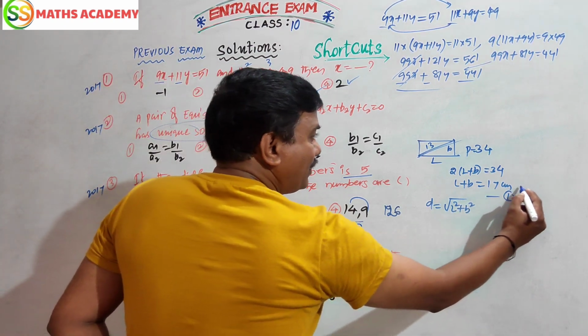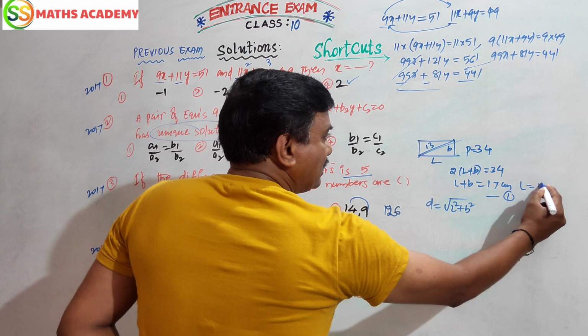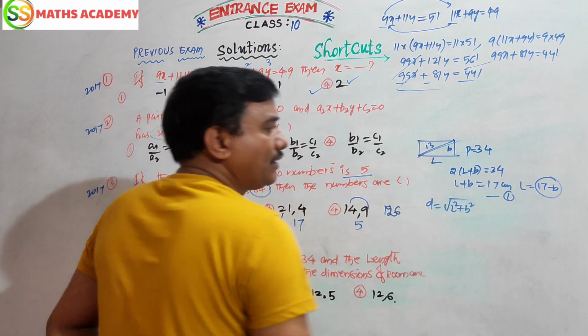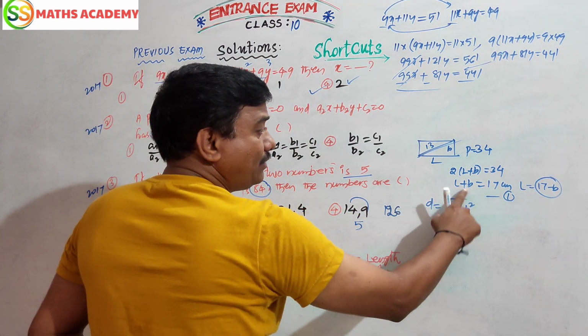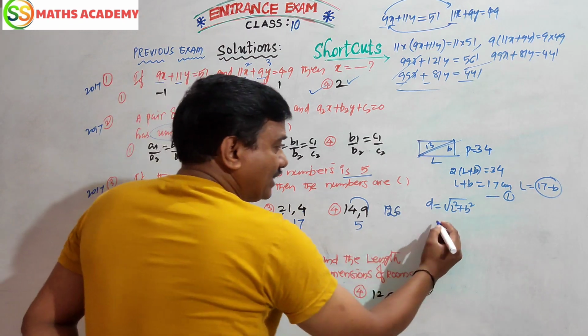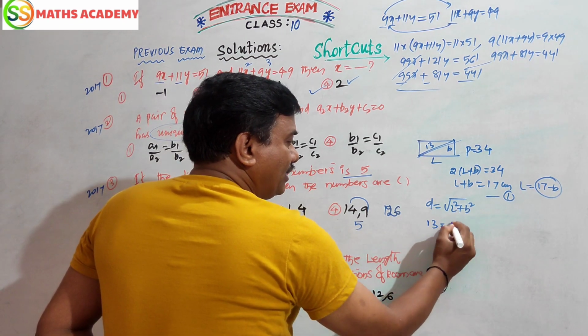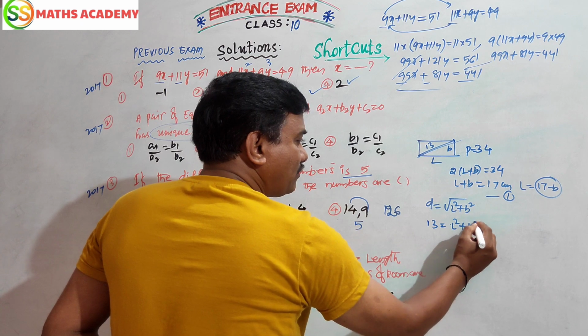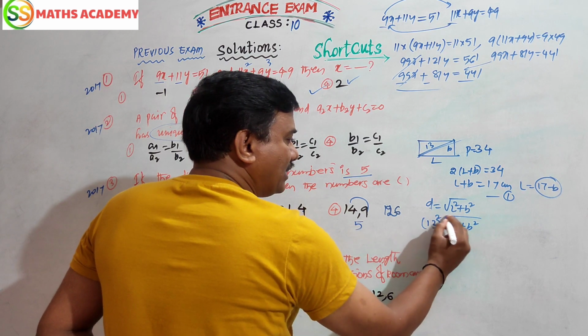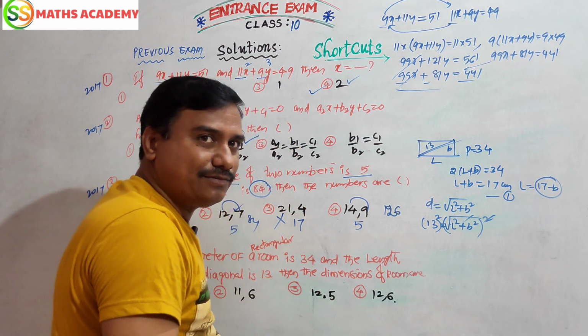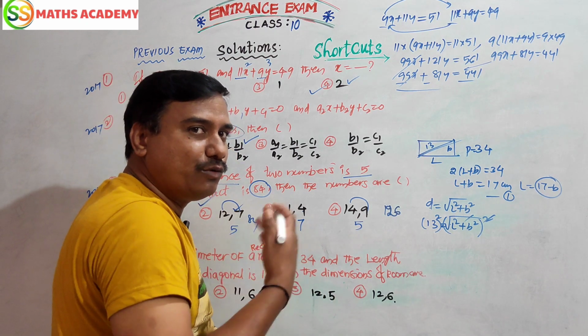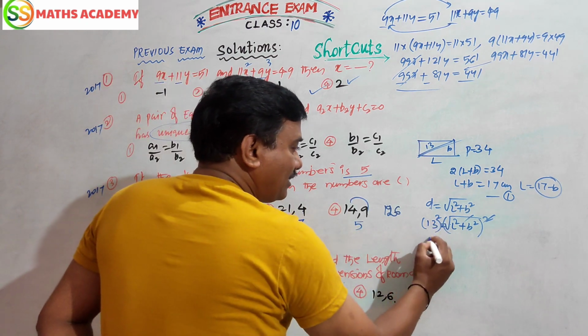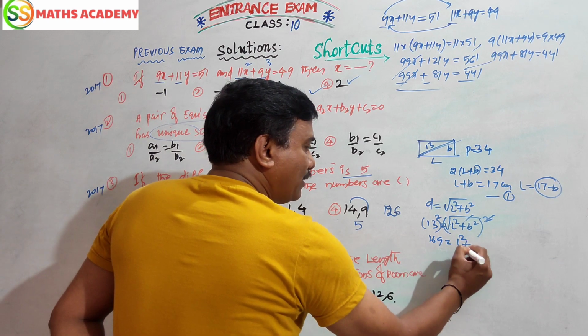Now here for suppose I am taking L equals 17 minus B. Substitute here. This value is given 13, equals root of (L square plus B square). Squaring on both sides. Now the square root cancels. When the square root cancels, our answer will be in a very easy manner. 13 square is 169, equals L square plus B square.